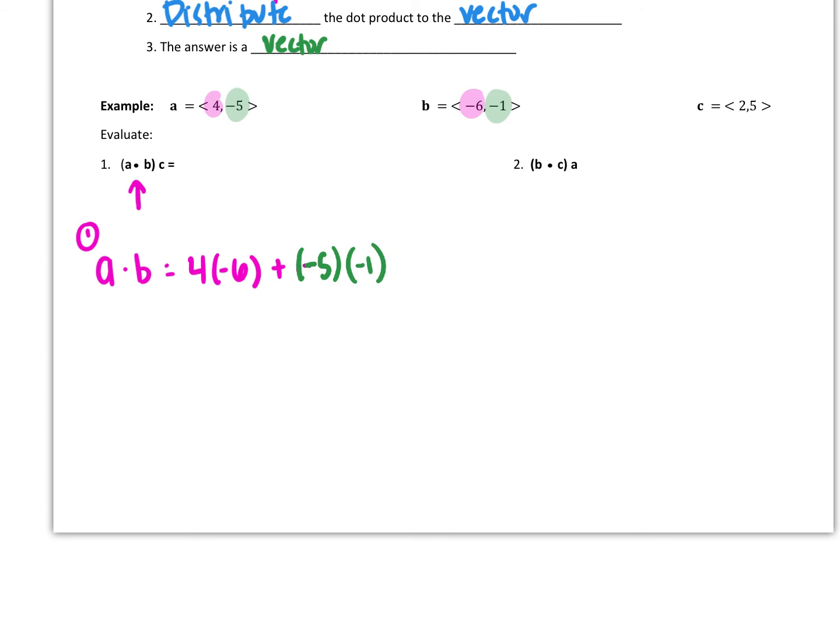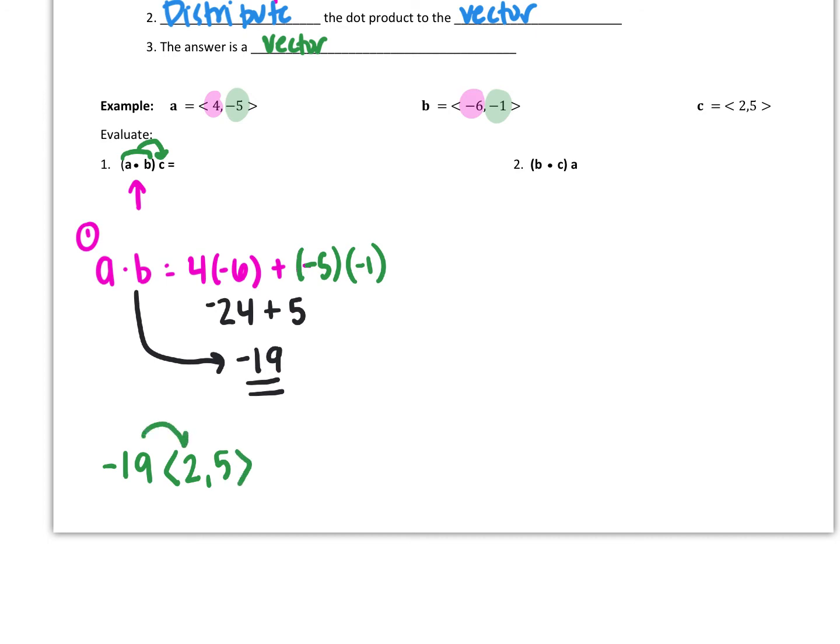We're going to simplify that down. So we have 4 times -6 is -24, plus -5 times -1 is 5. -24 plus 5 is -19. Notice how when we found the dot product, the result is a single number. It's just a constant. But now you'll notice that we're asked to take that dot product and multiply it by vector C. So we're going to take -19 and multiply it by vector C, which we can see up top is 2, 5. To do that, we simply distribute -19 times 2 and -19 times 5 to get our final vector.